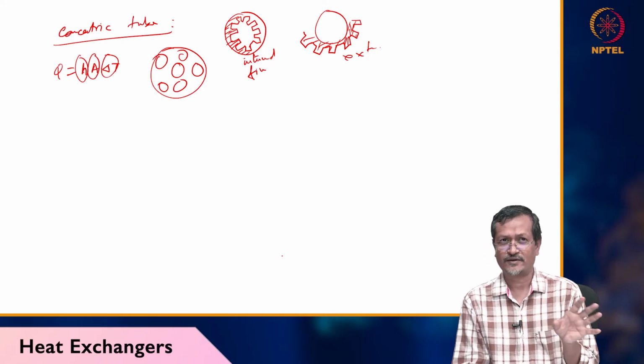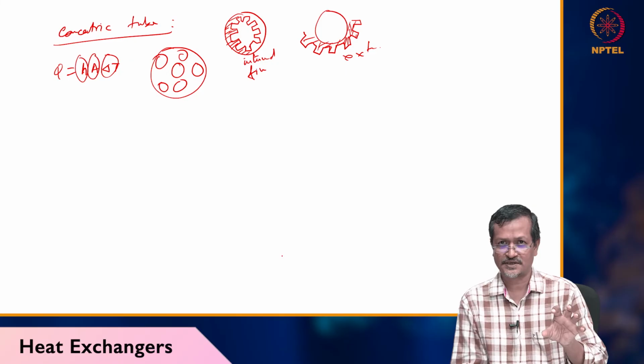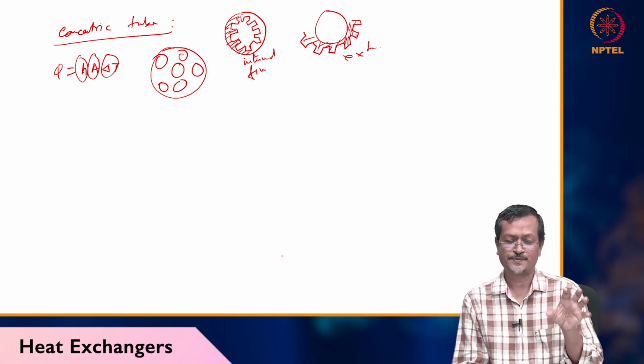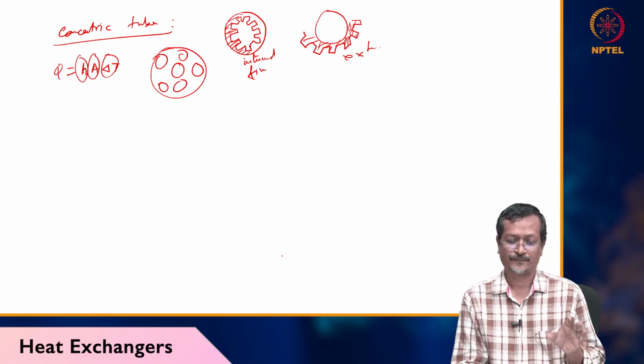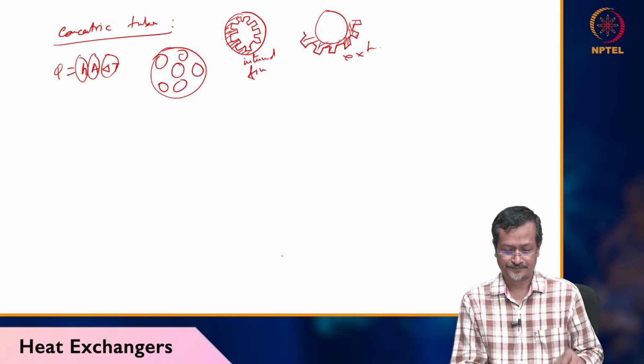In many places you will not have enough space to put all these things together. For example, in a submarine you are designing, your space is very limited and you have to do heat transfer properly. So then all the parameters you have to consider.